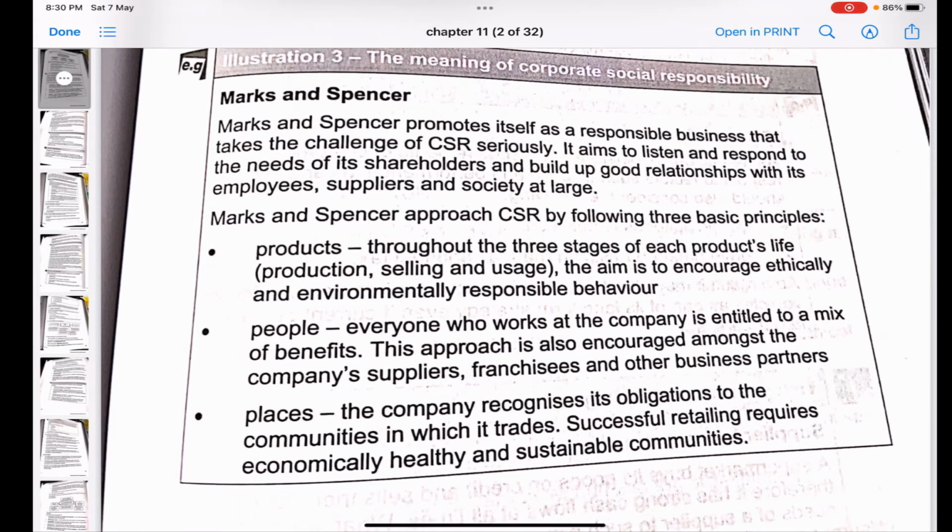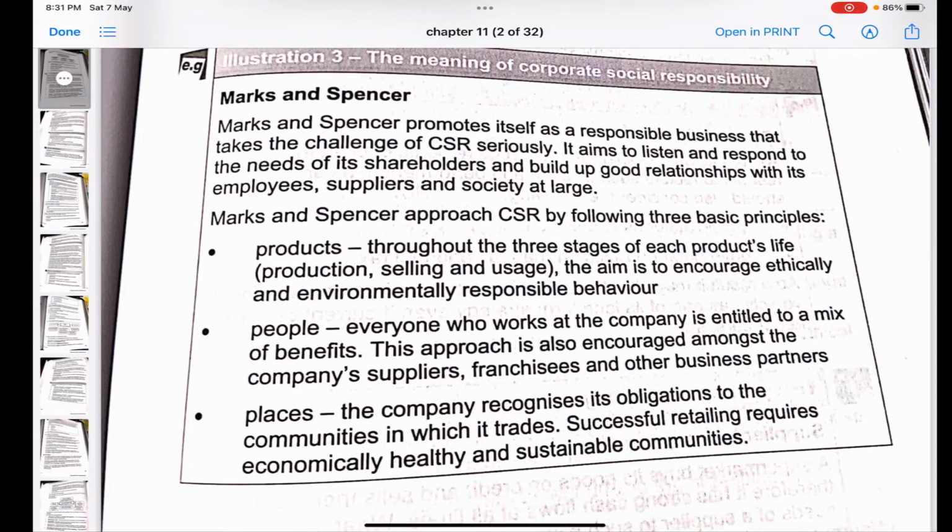Okay, this is a case study about the clothing brand Marks and Spencer. So, what does Marks and Spencer do? How does it fulfill its CSR, corporate social responsibility? Its products are covered throughout the three stages of the product's life. The aim is to encourage ethically and environmentally responsible behavior. So, they recycle their goods.